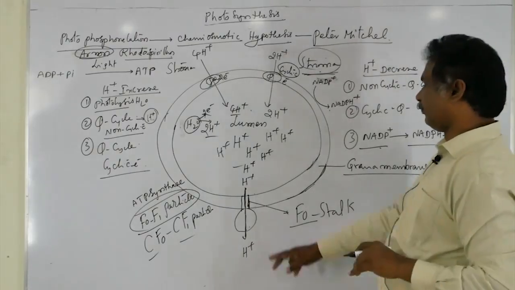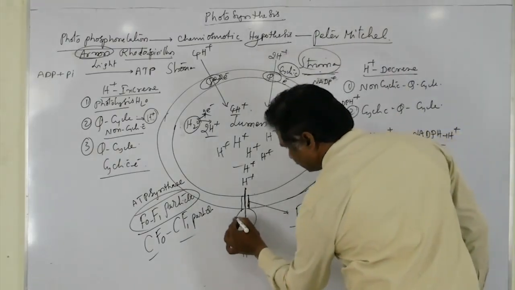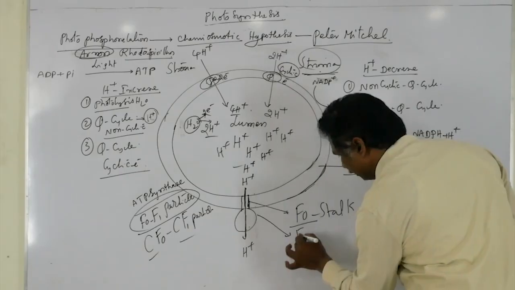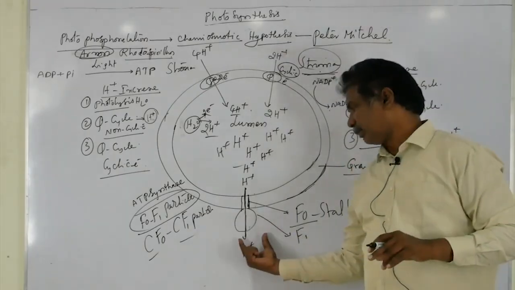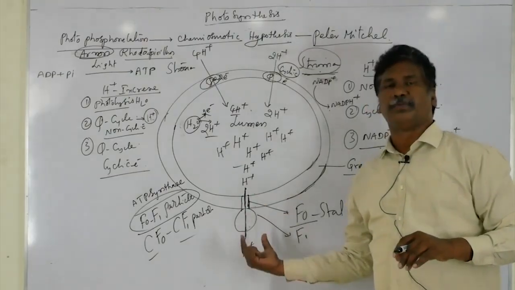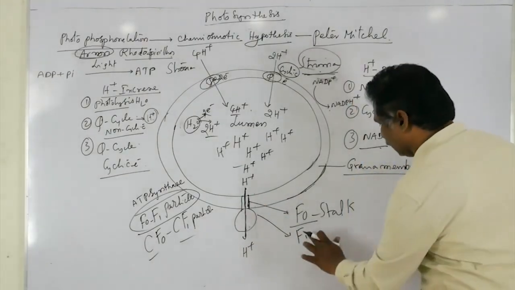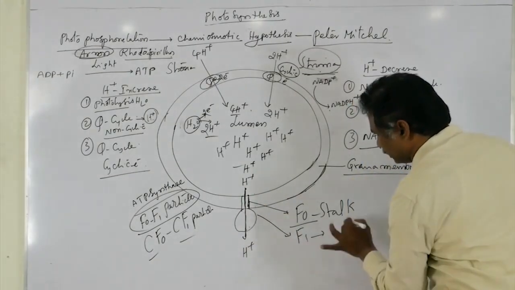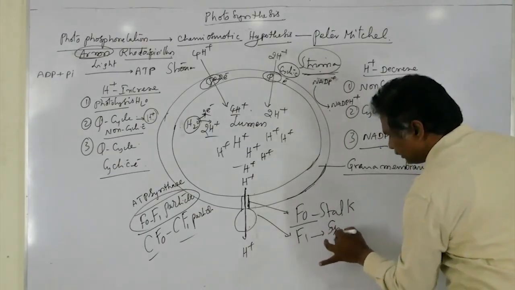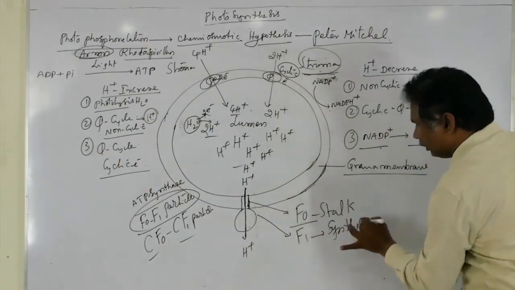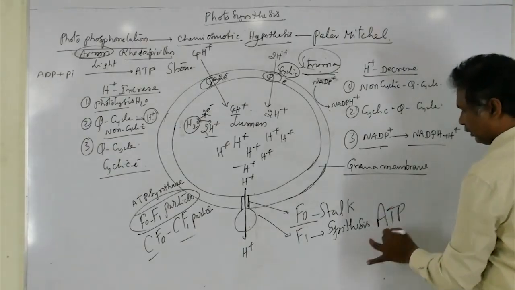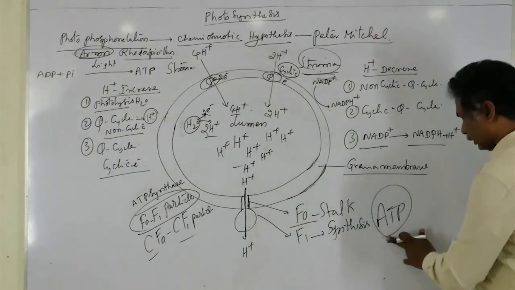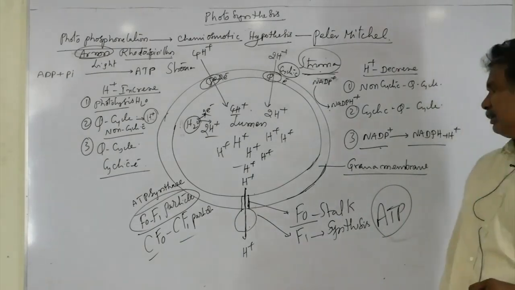But what is the function of the headpiece? That headpiece is the F1, which is embedded within the stroma. So what is the function of that F1 particle? The F1 particle is mainly helpful for the synthesis of ATP, adenosine triphosphate. That is the energy currency in the cell.